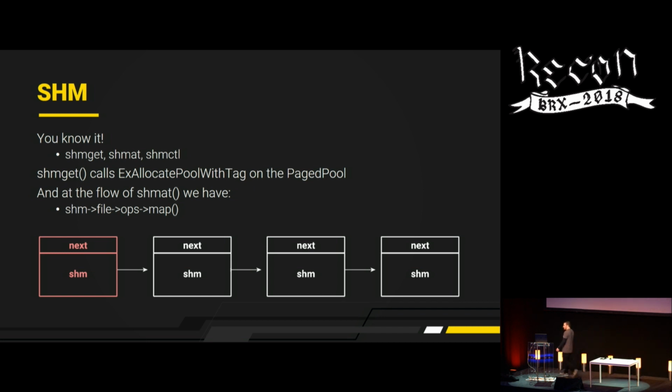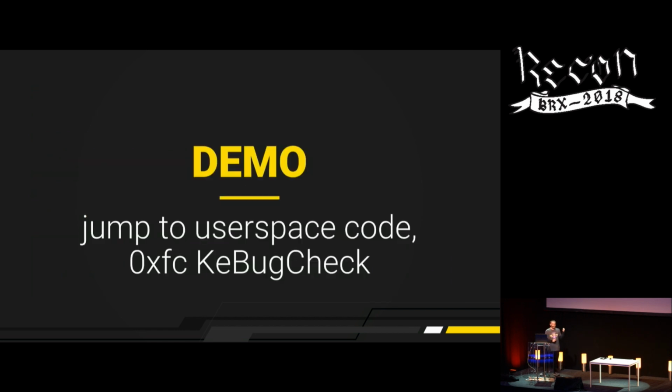So let's just see that happen. I told you that I can call shmat right now. So if I just issue the shmat syscall, I can gain an arbitrary call. I can call any address that I like. So if I just jump to a user space address now, I will get a bugcheck, which means an attempt to execute non-executable memory. So let's just see if it all works.